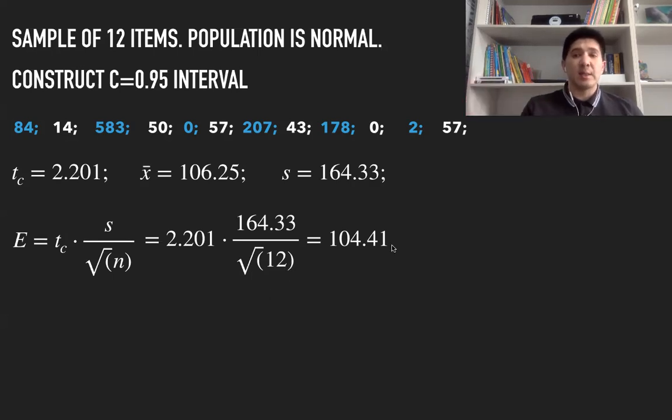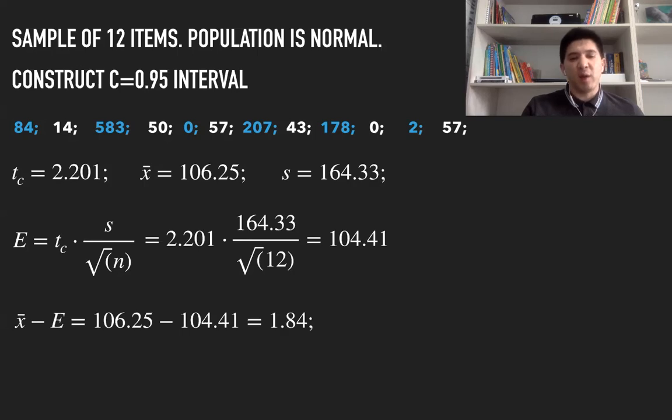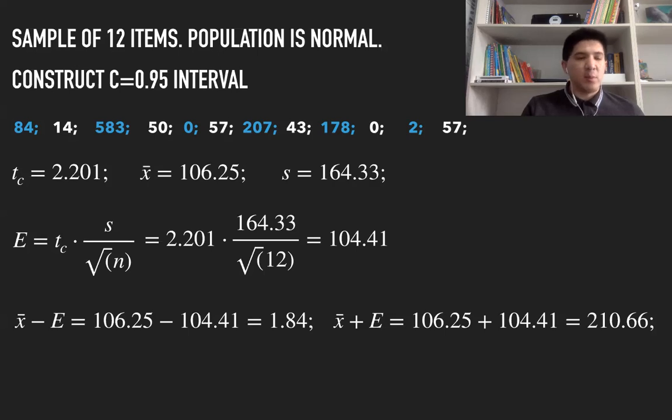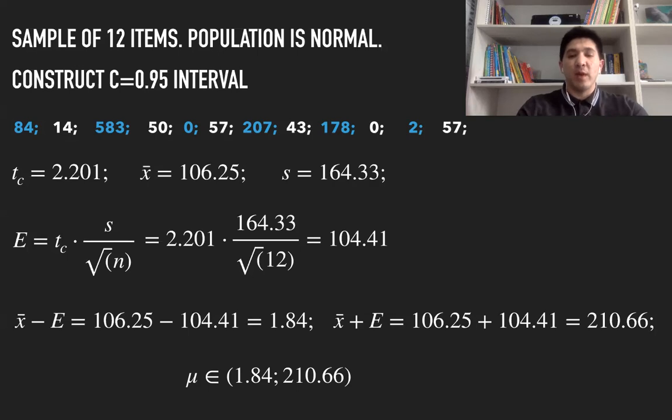So once we get this error margin, in order to construct the interval for the population mean, what we have to do is add this to the sample mean and subtract this from the sample mean, right? So if I subtract, I will get 1.84. If I add, I will get 210.66. That is why our confidence interval is going to be between 1.84 and 210. So this is how we need to construct the confidence interval using the t table.